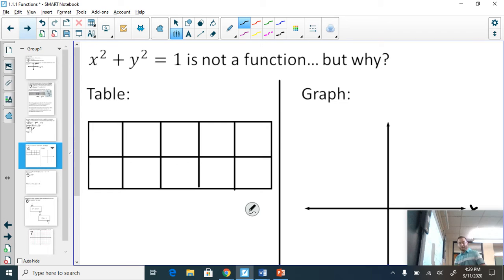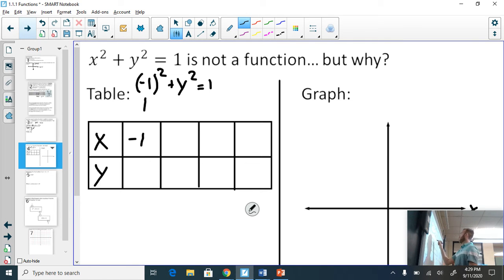And the last slide that we're going to do for this introduction to this unit is we're going to give an example of something that isn't a function. So x squared plus y squared equals 1 is not a function. But why? So let's look at a table here, right? X and y. Let's plug in -1 for x and see what happens. When we do that, we're going to get (-1) squared plus y squared equals 1. (-1) squared is just 1, plus y squared equals 1.